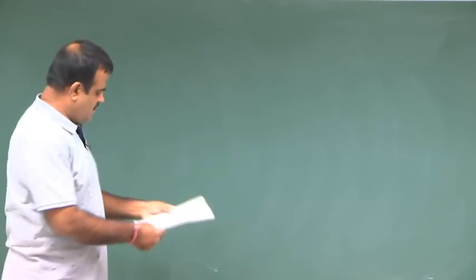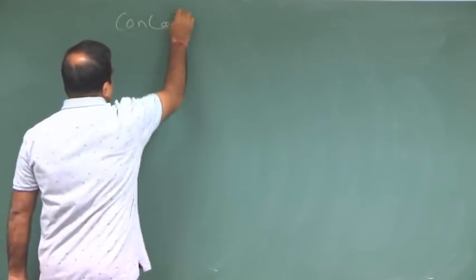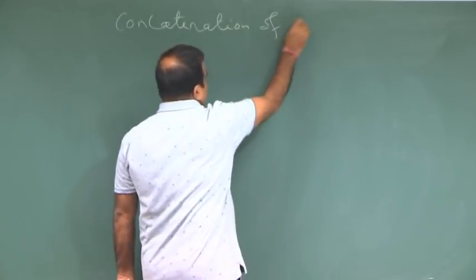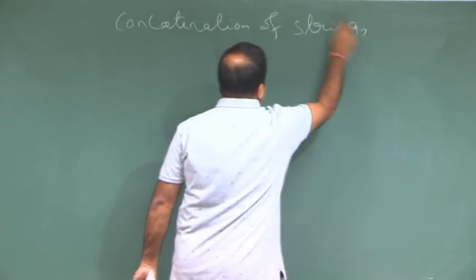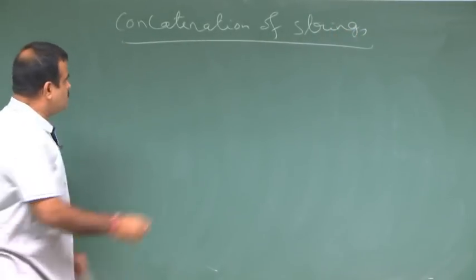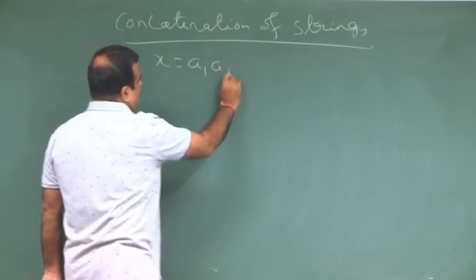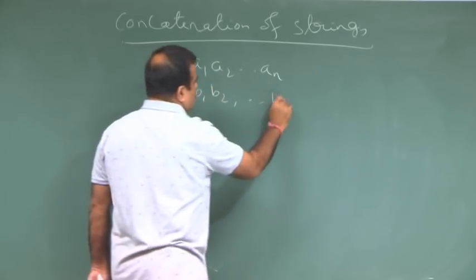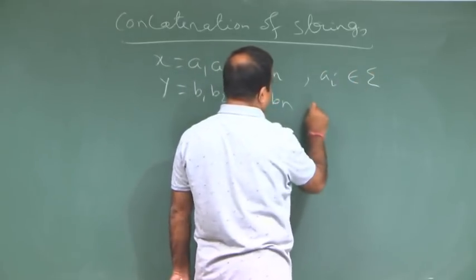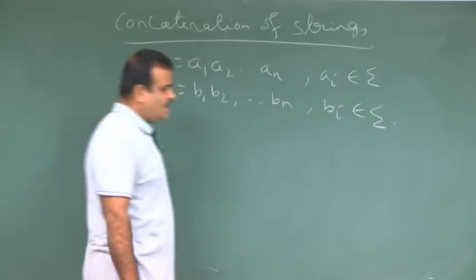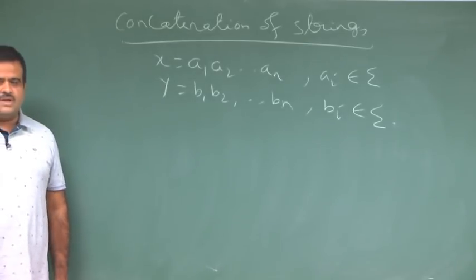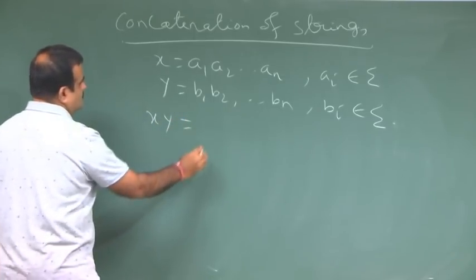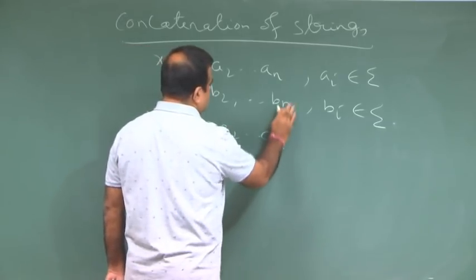Now, we define how we define the concatenation of strings. Suppose you have two strings, x = A1, A2, ..., An, and y = B1, B2, ..., Bm. Here all Ai must come from sigma, because a string is a sequence of the input alphabet, so they are all coming from sigma. Now, how do we define the concatenation? xy is nothing but A1, A2, ..., An, followed by B1, B2, ..., Bm.